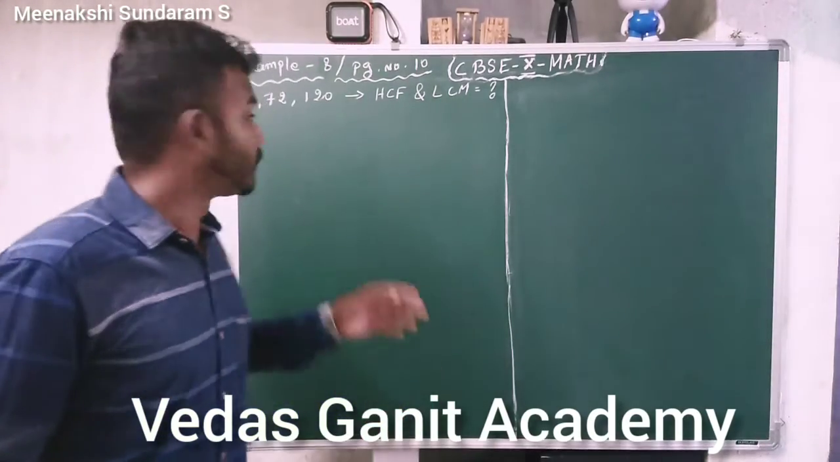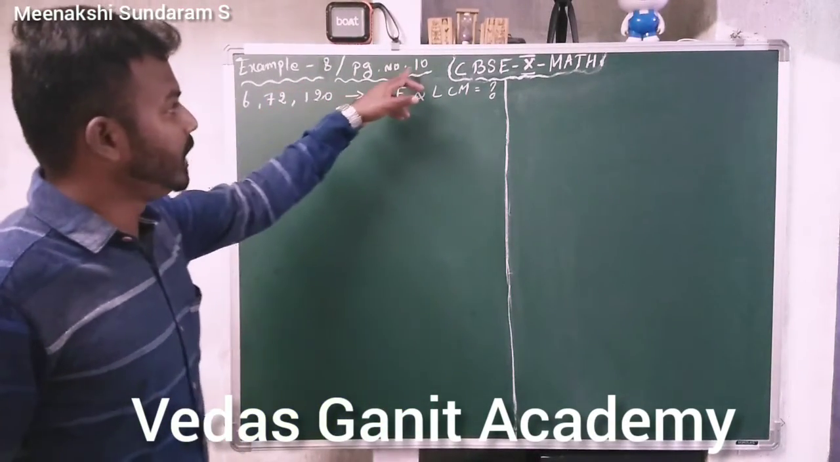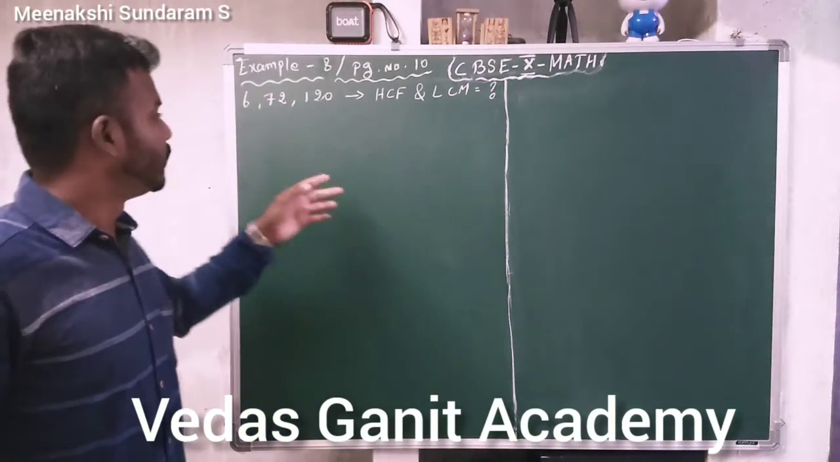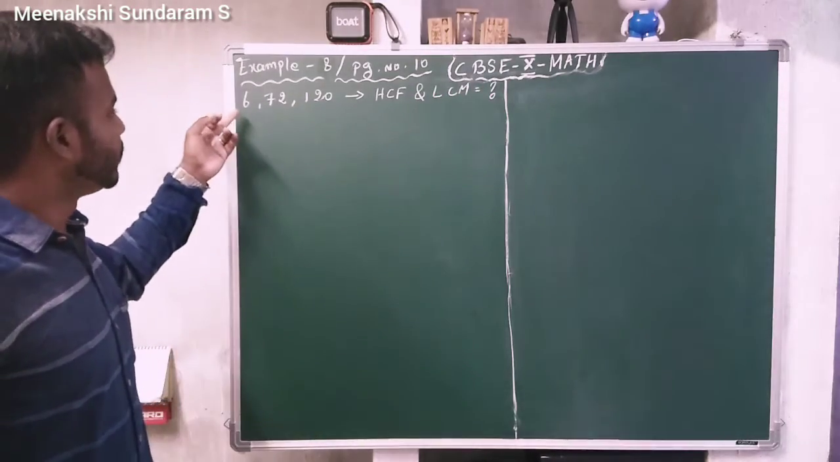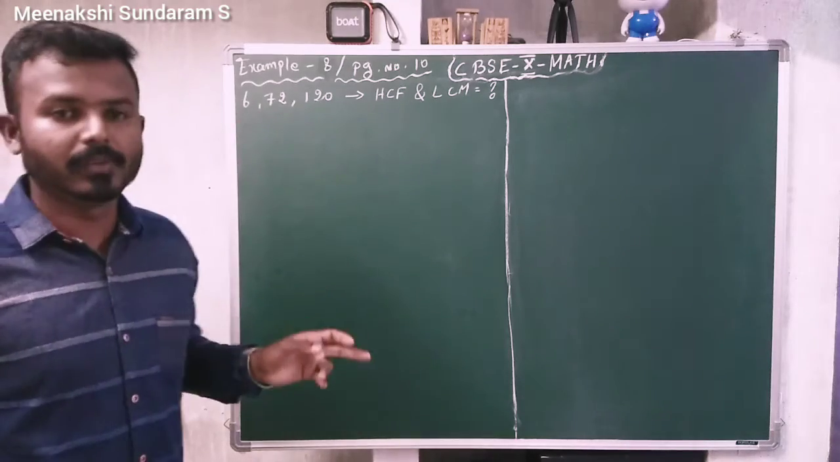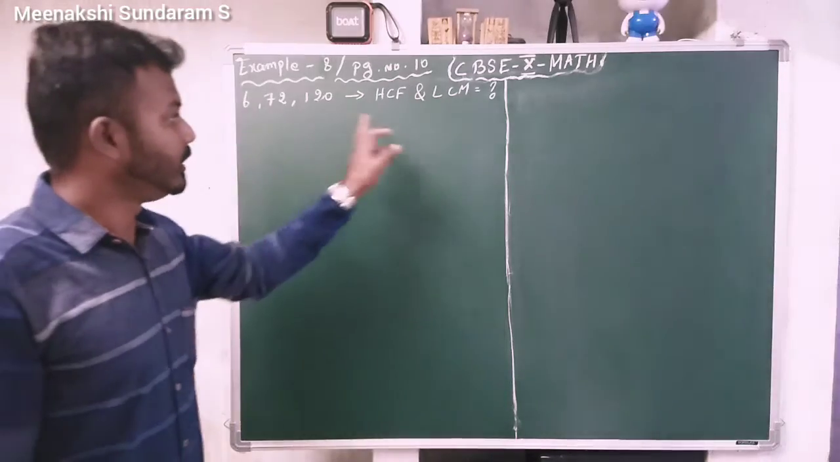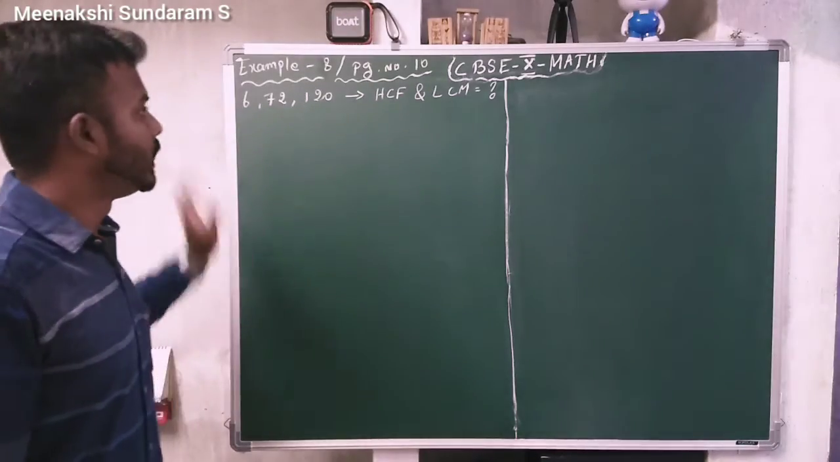In this video I am going to solve the problem example 8, page number 10, CBSE 10th standard NCERT maths book. They have given the numbers 6, 72, and 120. We need to find the LCM and HCF of the given numbers.